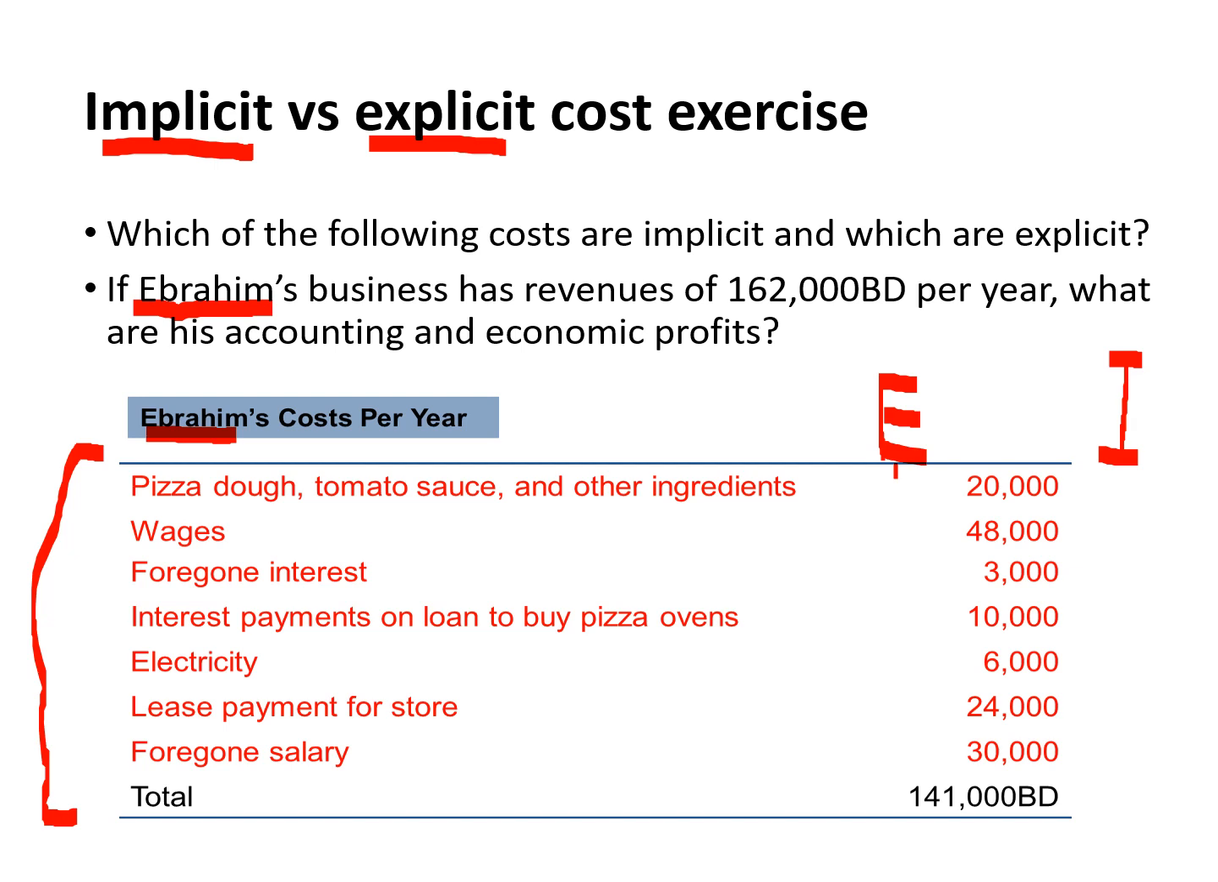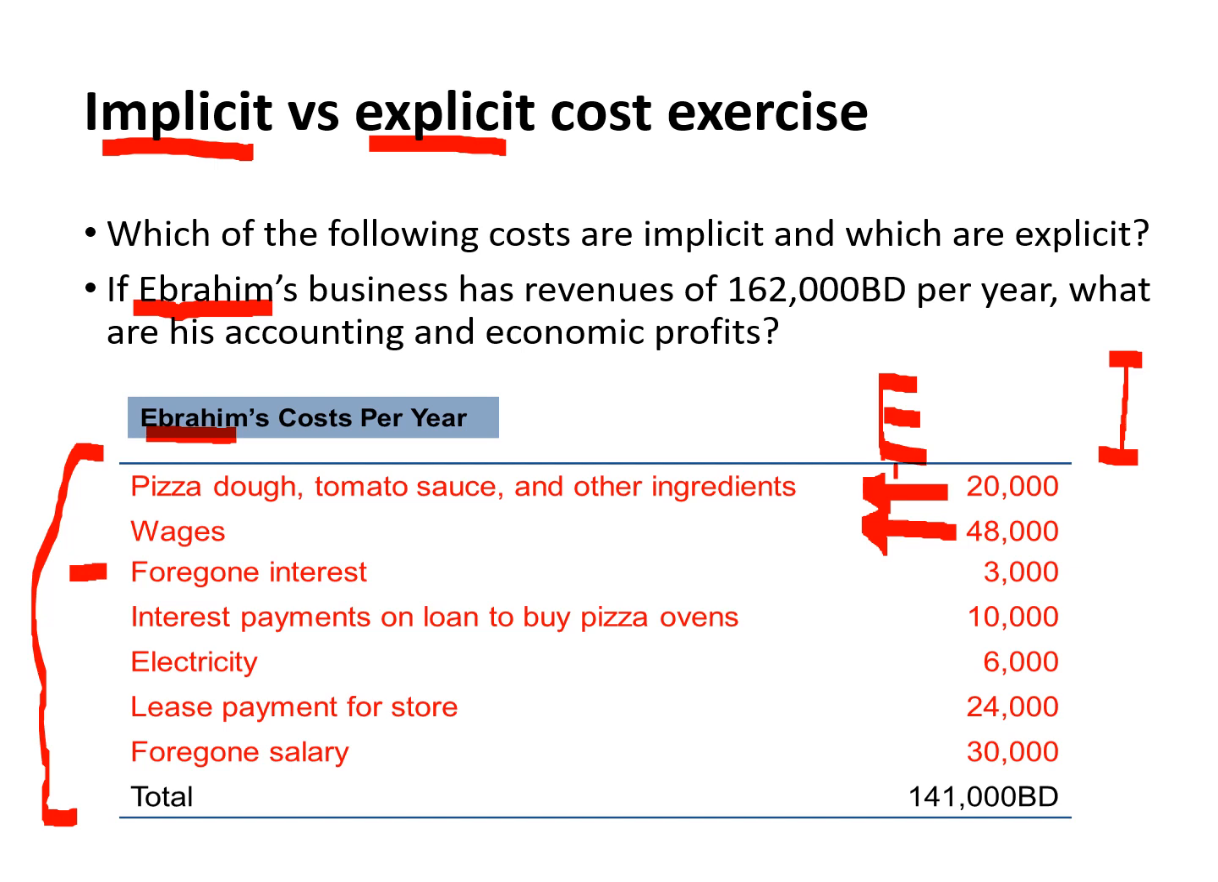So the first one is his materials, his pizza dough, tomato sauce, and other ingredients, okay? And he will have to pay money for that. So we'll just put a little arrow here to say it's in the explicit cost side, okay? Wages, he'll need to pay his salaried employees of his business. Also, he's handing over money, so it's an explicit cost.